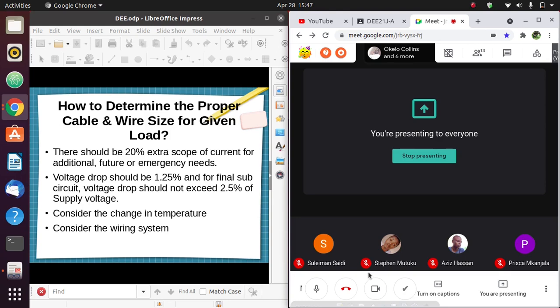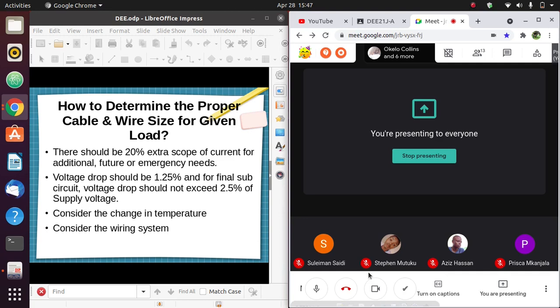The voltage drop should be 1.25 from the mahali ambapo unatoa kwa main mpaka kwa final circuit. And if it were more than 2.5, katika supply voltage from the lines. This is sanasana between, they say up to 5%. Now, this is to ensure that you don't lose your voltage, the voltage supply, ambayo the voltage that you're actually getting in your circuit ama in your machine is the rated voltage ama ile ambayo imekuwa advertised.